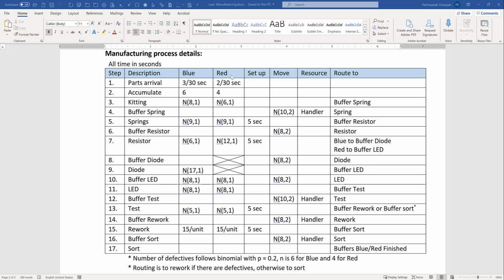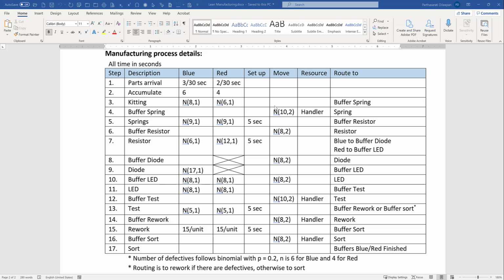For blue, how long does it take? For red, how long does it take? So parts arrive 3 every 30 seconds and 2 every 30 seconds, and the batch size is 6 and 4. For knitting, okay, how much time it takes. And then you have a buffer after knitting in front of springs.